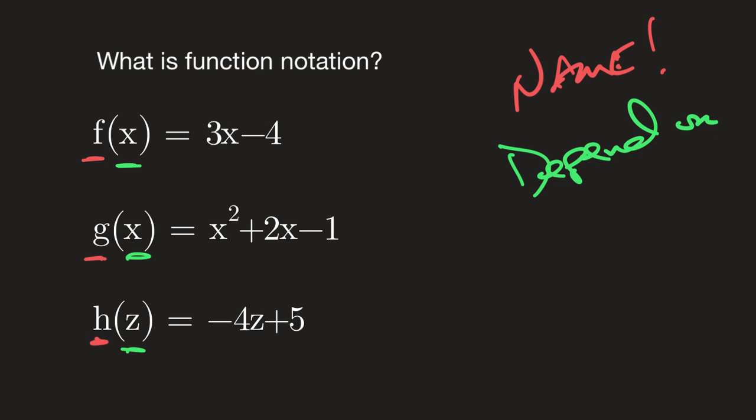This H function depends on what we put in there for z. Guys, that's all that stuff means. F of x, G of x, H of z, it's a dependency statement. They're naming the function and they're telling you what it depends on is all that is. Okay?